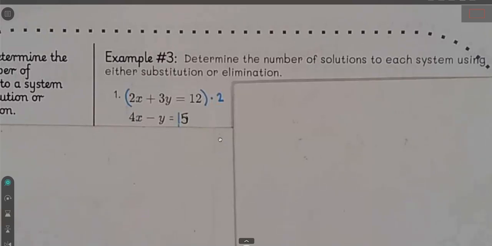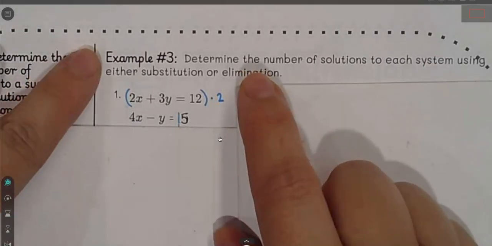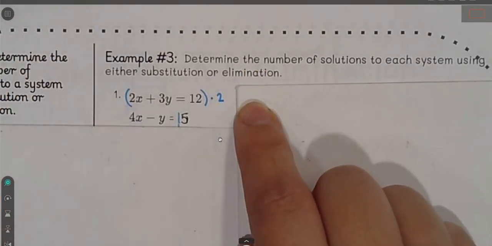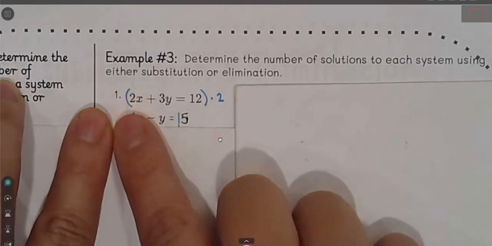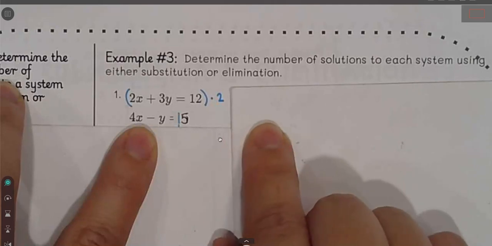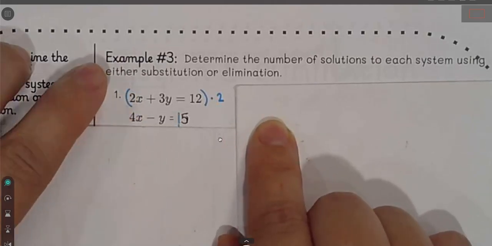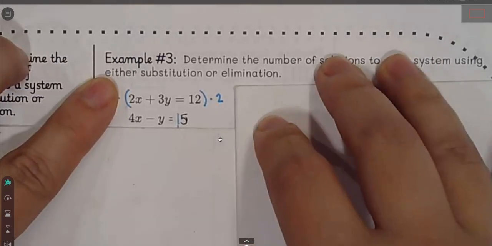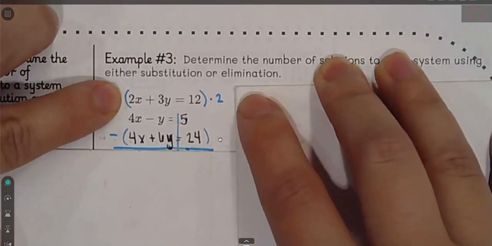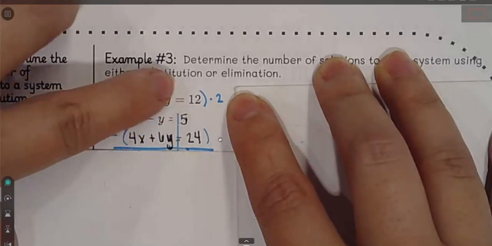Again, my preferred method is elimination, so that's how I'm going to solve all these, but you can solve them other ways. You could graph them, you could use substitution, whatever you'd like. I encourage you to solve a few of them with elimination just to practice. In this case, notice none of my coefficients are the same. So if I want to make my x's the same, I'm going to multiply my first equation by 2. That will give me 4x plus 6y equals 24.